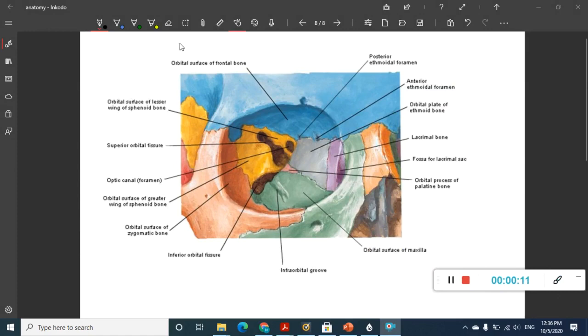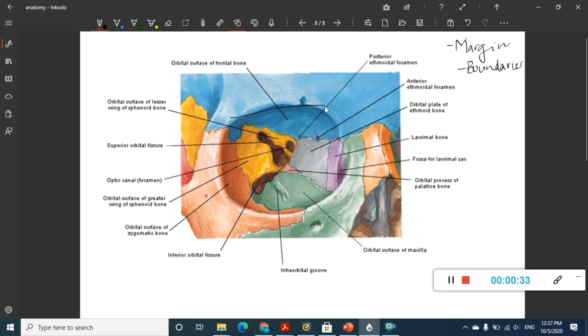This is the picture taken from Netter's Atlas, which is the orbit picture. So we will see all the boundaries of the orbit and the content of the orbit. So if you see, this is the orbit. First, we will see that in the orbit we have two important things: we have margins, and we have boundaries. We will have to know the differences between these two and understand it in detail.